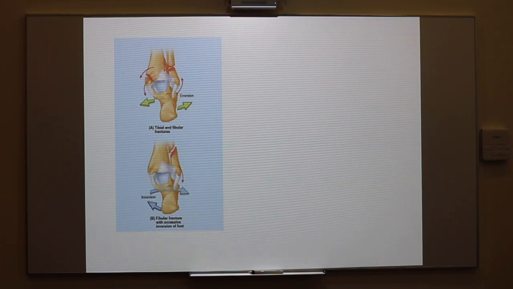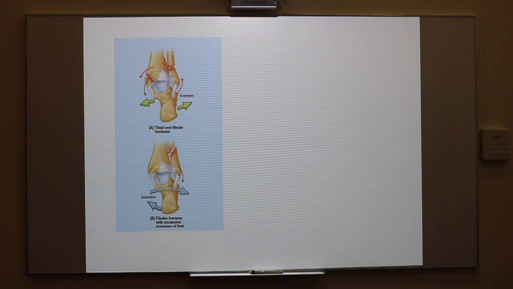Yeah, a stepping type of injury is an inversion injury. It will result in lateral malleolar fracture. Eversion type of injury would result in both malleoli getting fractured. So in eversion injuries, you may have both medial and lateral malleolus fractured. In inversion injuries, you would have the lateral malleolus.